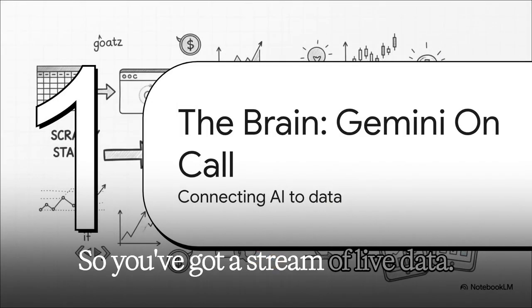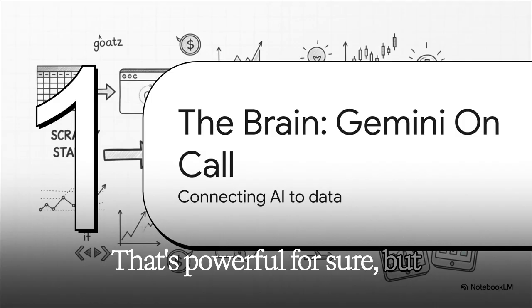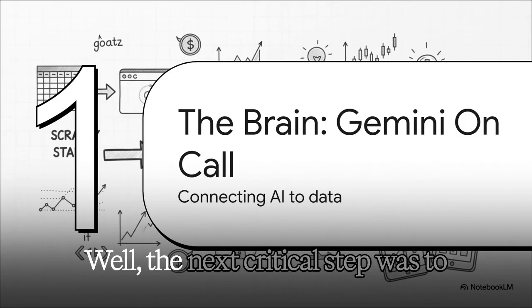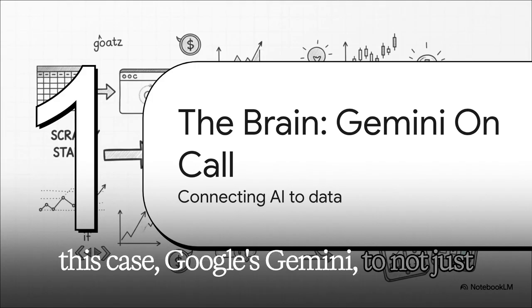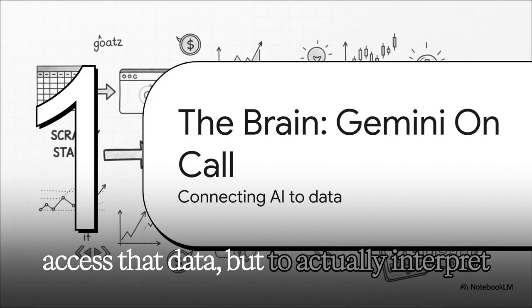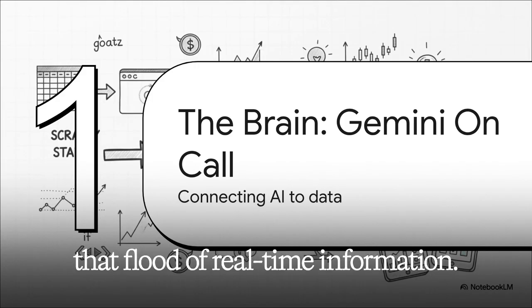So, you've got a stream of live data. That's powerful, for sure, but how do you make it smart? Well, the next critical step was to connect a large language model, in this case Google's Gemini, to not just access that data, but to actually interpret that flood of real-time information.